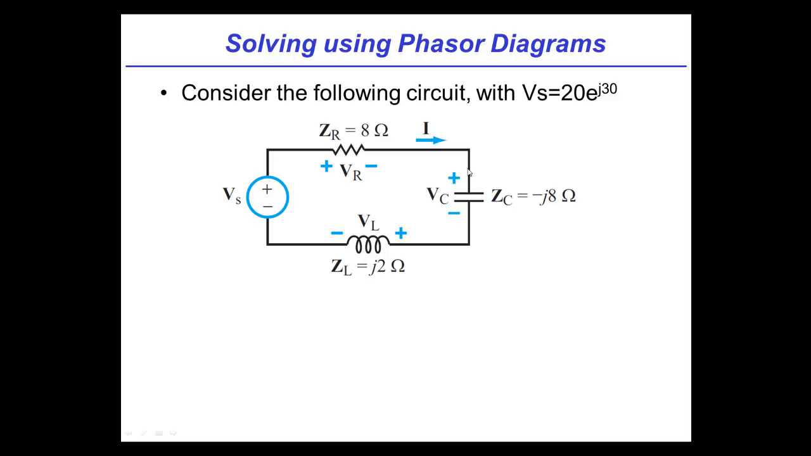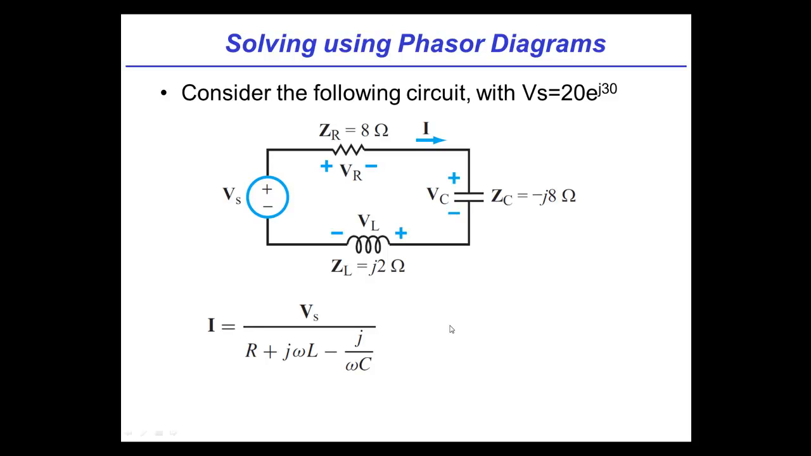So we've given you the impedances. The resistor is 8 ohms. The impedance of the capacitor is minus j8. The impedance of the inductor is j2. Let's go ahead and figure out the current. Well, by Ohm's law, we know that the current is going to be Vs divided by R plus j omega L minus j over omega C.